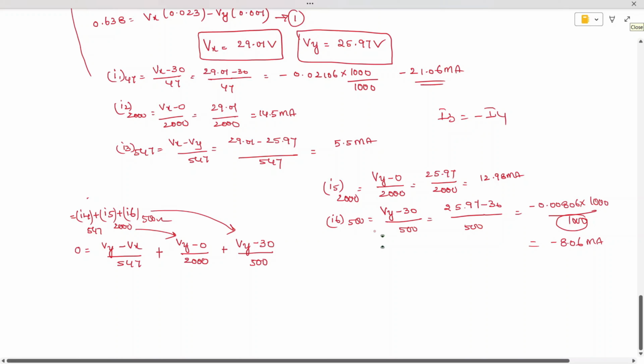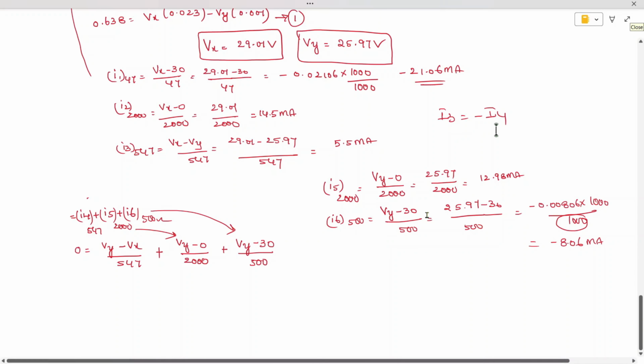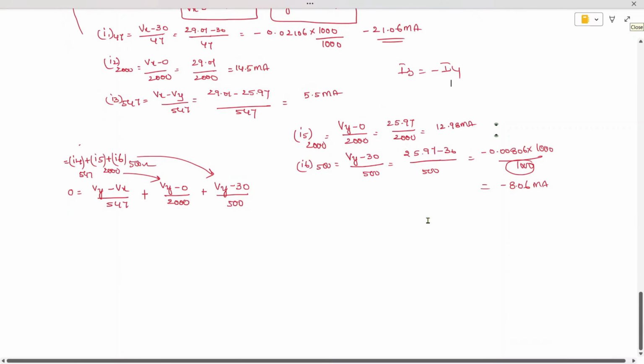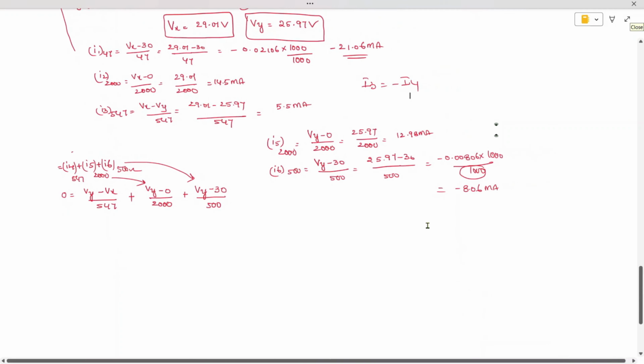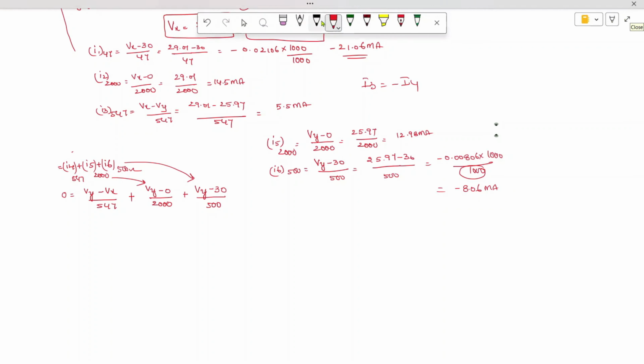Let's try to represent the voltages and currents, then we can solve it in a better fashion. So now use this and try to represent all of this in one diagram. So I am representing all the currents and voltages.